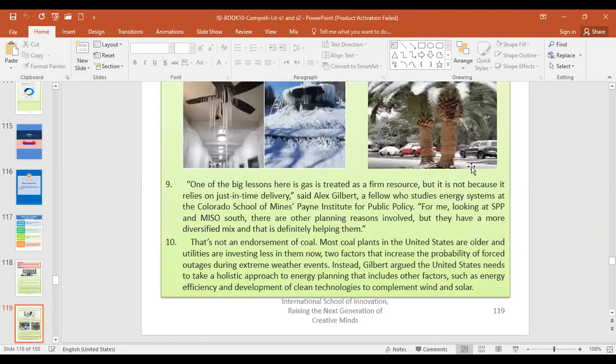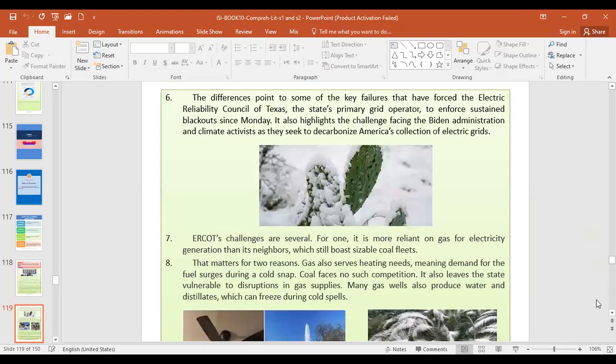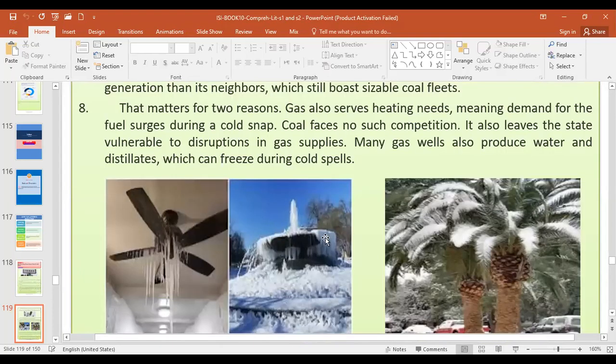Okay. This is what also happened. A palm tree covered with snow. Just a second, please. Palm tree covered with snow. This is a whole fountain that was frozen in Texas. And look at this fan. Okay, that's just totally frozen.